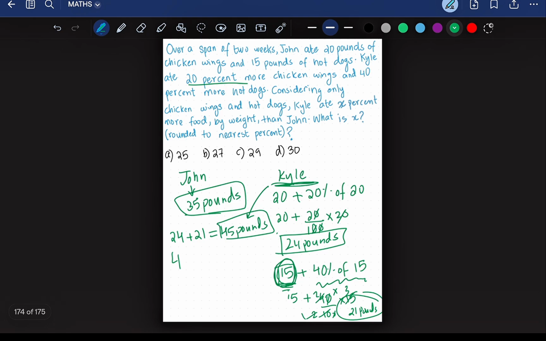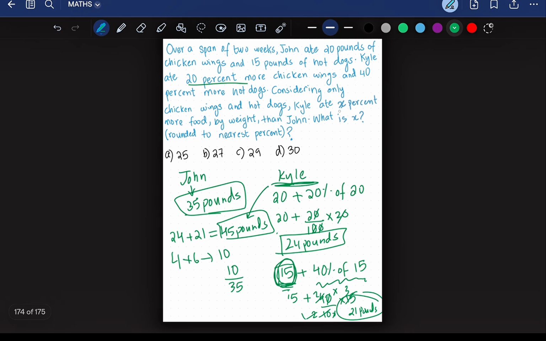John has had 20 pounds, Kyle has had 24 pounds, so that's 4 pounds more of chicken wings. And of hot dogs, he's had 6 more pounds. So 4 plus 6 is 10, and 45 minus 35 is also 10. So ultimately, he's had 10 more pounds of meat. So 10 over, because he's had 10 more over the original, which is 35, which is what John has had, we're going to put 35 in the denominator.